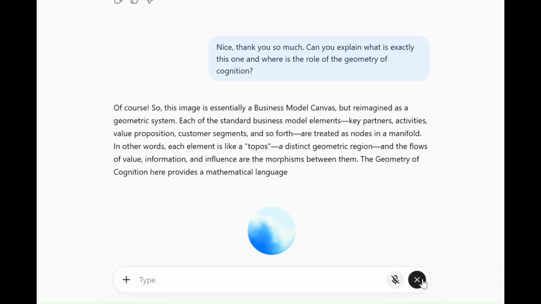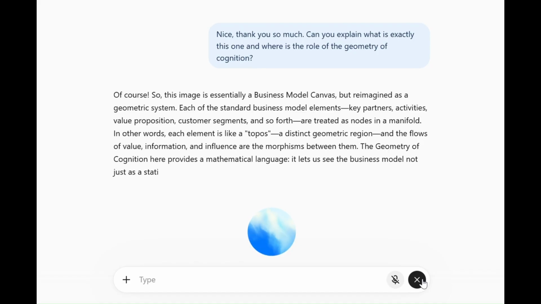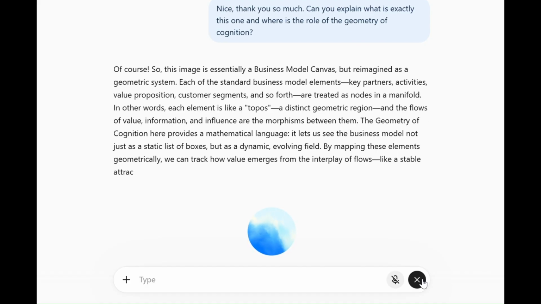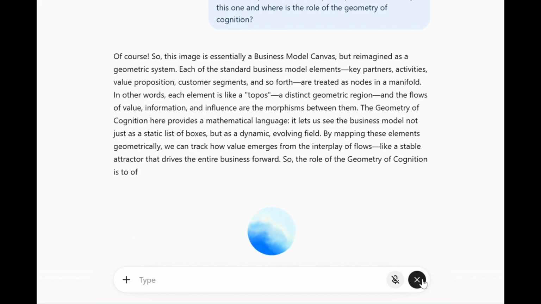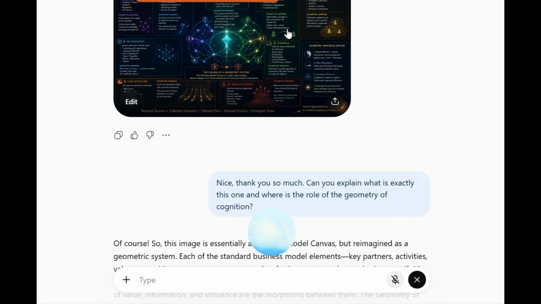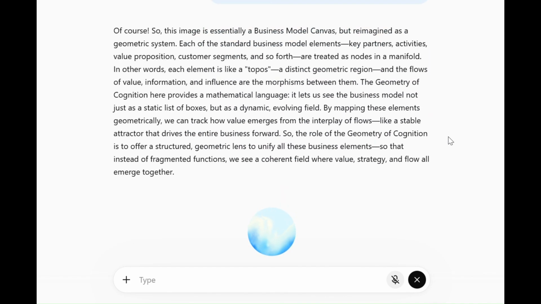The geometry of cognition here provides a mathematical language. It lets us see the business model not just as a static list of boxes, but as a dynamic, evolving field. By mapping these elements geometrically, we can track how value emerges from the interplay of flows, like a stable attractor that drives the entire business forward. So, the role of the geometry of cognition is to offer a structured geometric lens to unify all these business elements. Then, instead of fragmented functions, we see a coherent flow where value, strategy, and information emerge together.